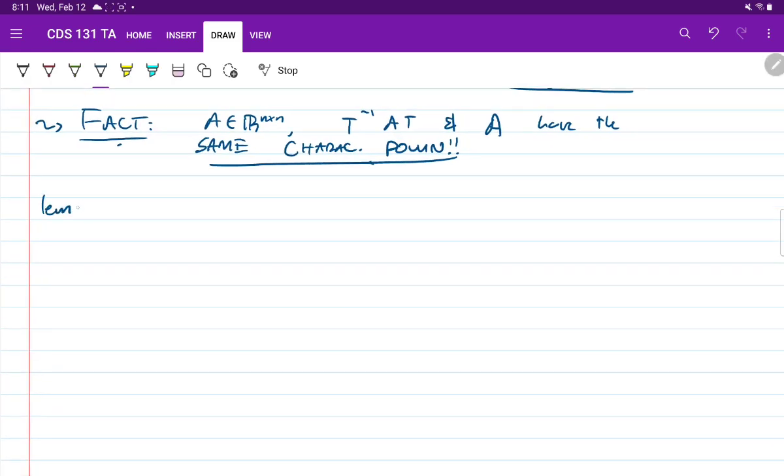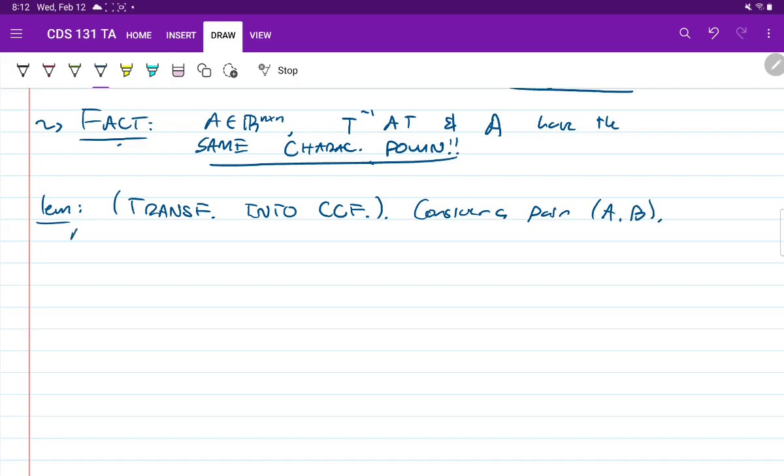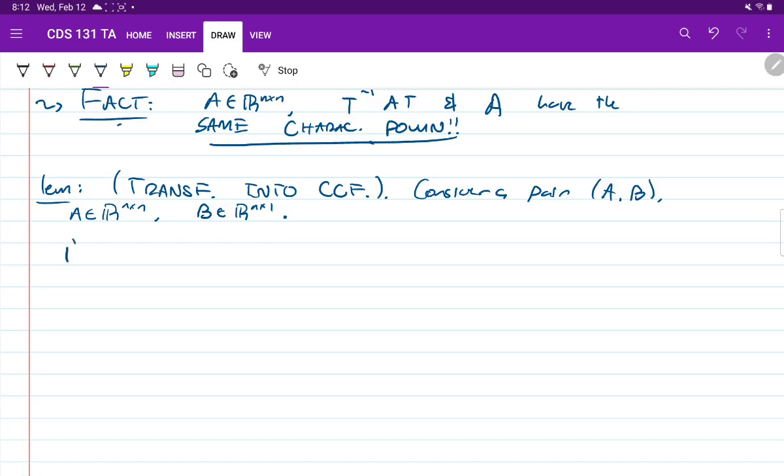So this brings us to the following lemma, which is transformation into controllable canonical form. Consider a pair A, B where A belongs to R N by N, B belongs to R N by 1. Actually, I won't state that it's in controllable canonical form yet. All right, so let's state two conditions. First, 1: CCF is controllable.